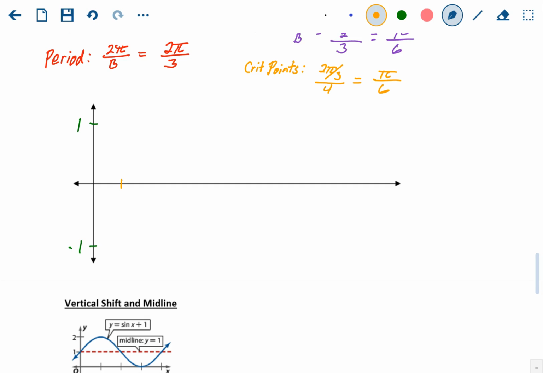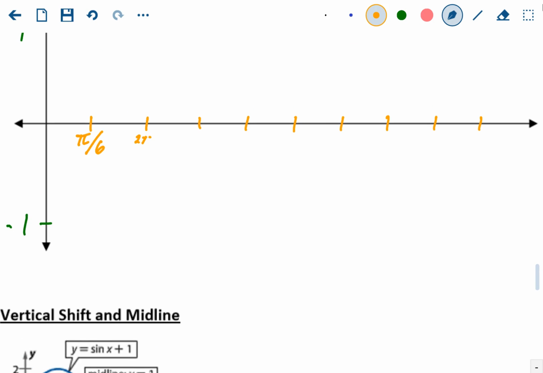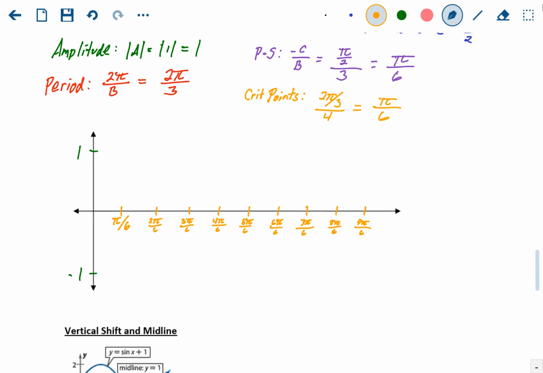Okay. And since our critical points are pi over 6, every marking is going to be pi over 6. So pi over 6, 2 pi over 6, 3 pi over 6, etc. The problem said that we're going to do 2 periods, so we're going to need a lot of these. You could simplify 2 pi over 6 to pi over 3, but just for ease, I'm going to leave it unsimplified. 2 pi over 6, 3 pi over 6, 4 pi over 6, 5 pi over 6, 6 pi over 6, etc. Just keep counting up pi's over 6's. Again, you could simplify these fractions if you want, but just for ease, I'm not going to.